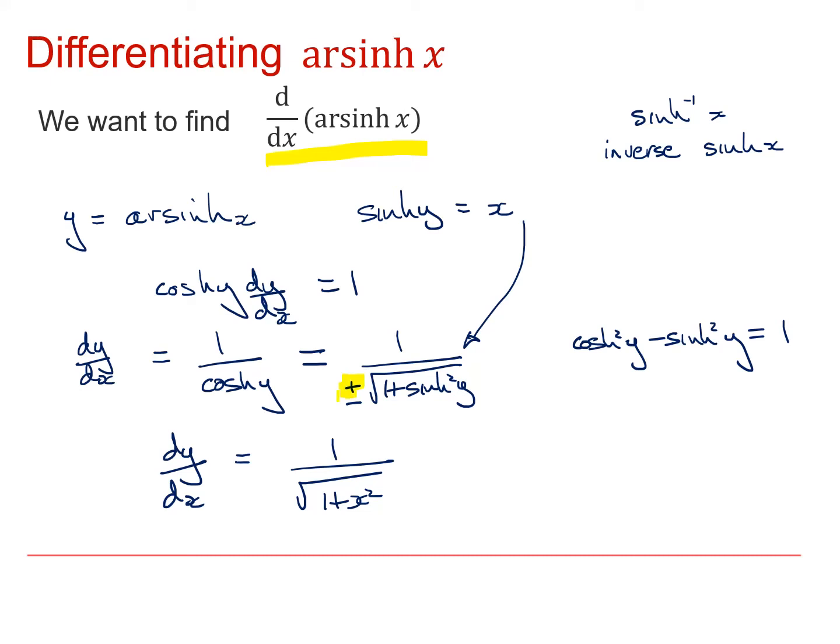And what about the plus or minus that we've got here? Well, if you think back to the graphs that we've seen in a previous video, we know that the gradient is always positive for arsinh x, so we only take the positive square root as in here.